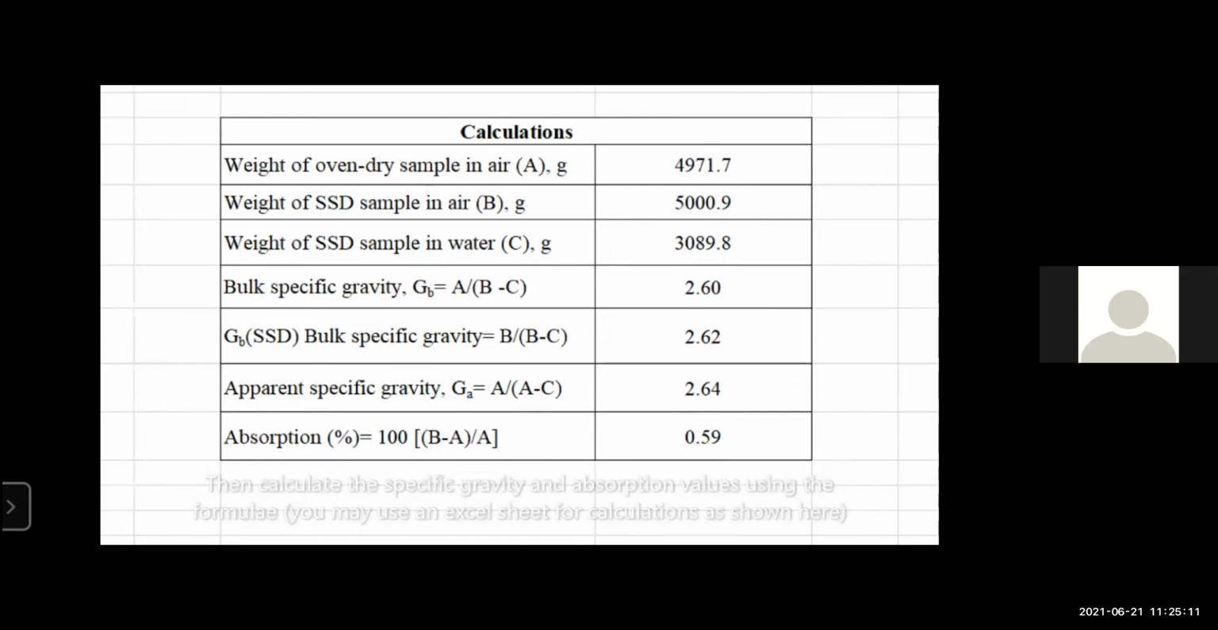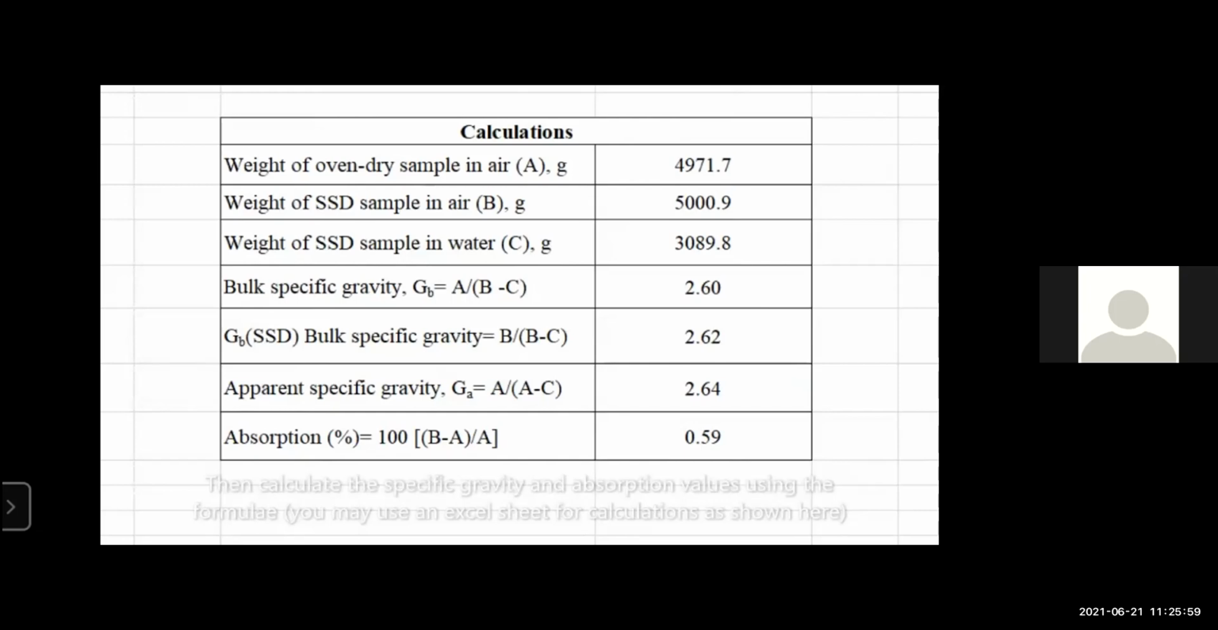So if you observe here, if we subtract C from B, that is 5000.9 gram minus 3089.8 gram, we get a certain value, and if that value is divided by 4971.7 gram, then we get the bulk specific gravity, indicated as GB, which is equal to 2.60.